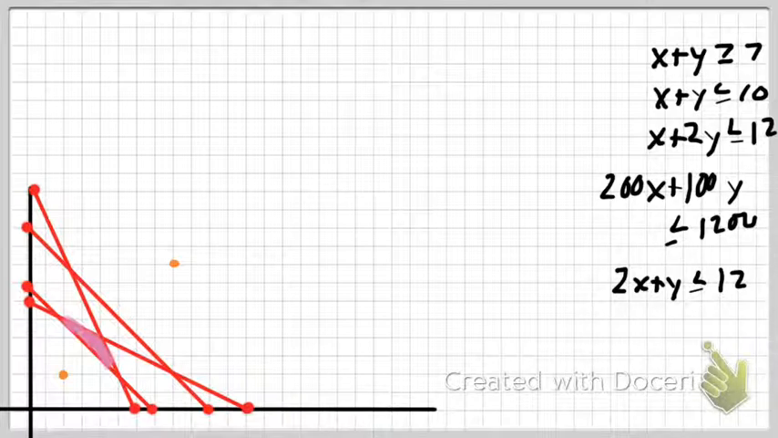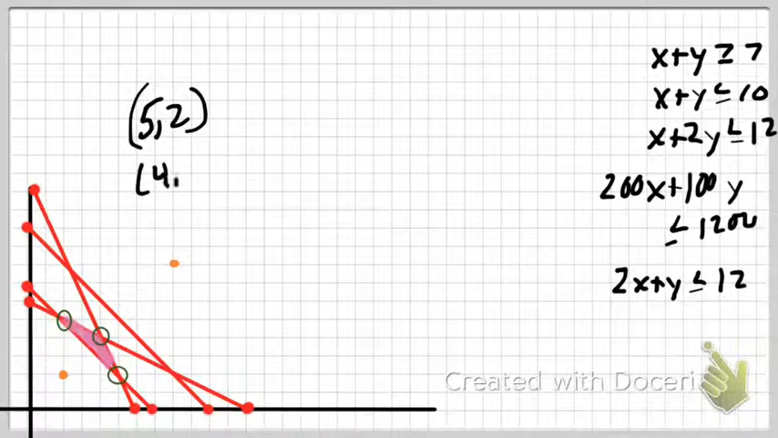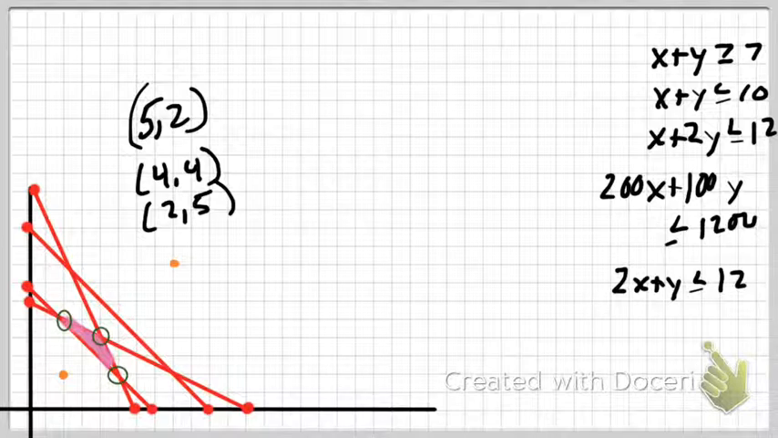It's just graphing and shading over and over and over. The corners of our triangle are (5, 2), (4, 4), and (2, 5). On the examples we do, those are going to be integers.